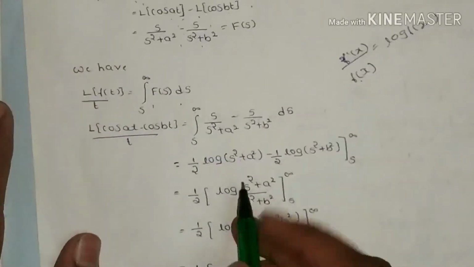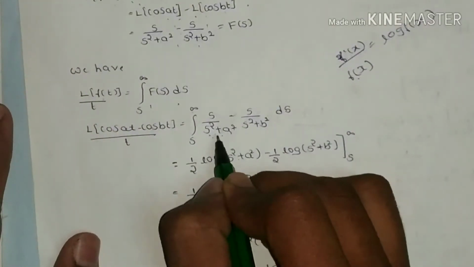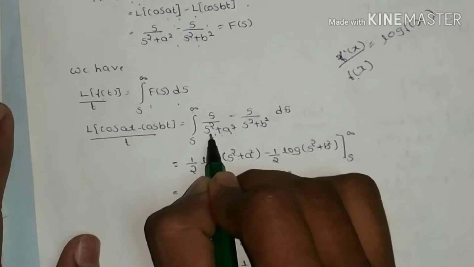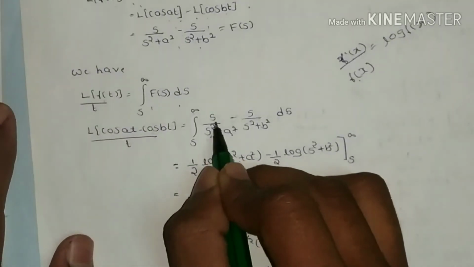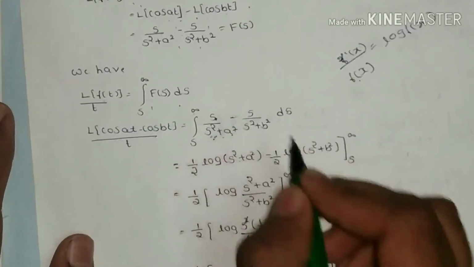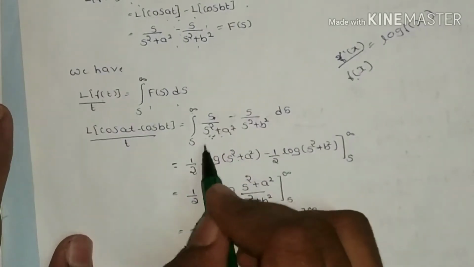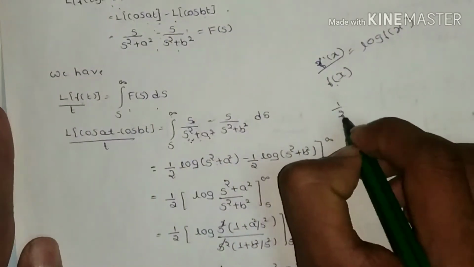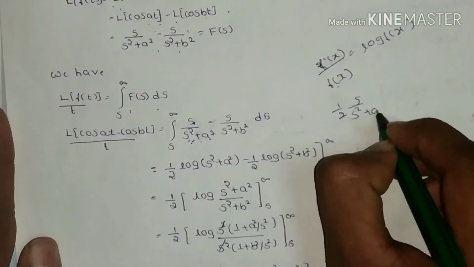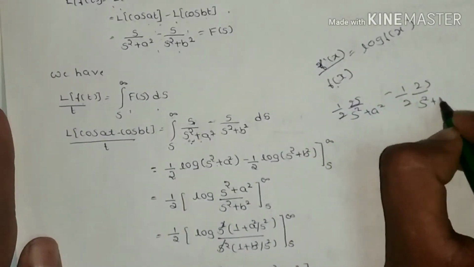Similarly here, s divided by s square plus a square, in the denominator s square plus a square is there. The differentiation of the denominator is 2s, but in the numerator only s is there, so we are lacking 1 by 2 in the numerator. So I can multiply by 1 by 2 and divide by 1 by 2 for both terms. It becomes 1 by 2 into 2s divided by s square plus a square minus 1 by 2 into 2s divided by s square plus b square.